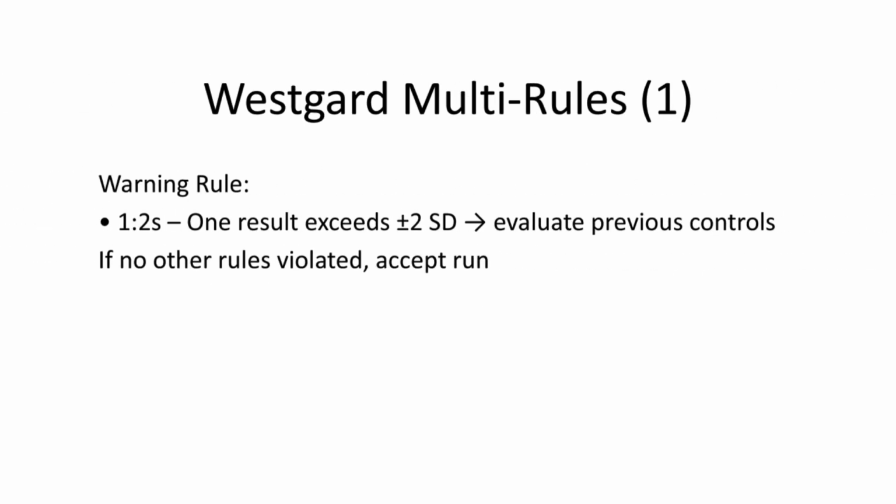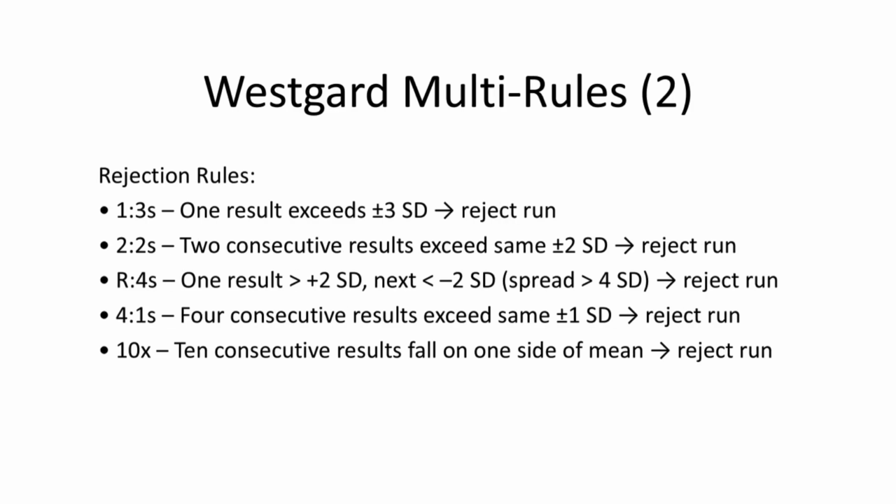Now let's review the Westgard Multi-Rules, which help determine whether a run of samples should be accepted or rejected. The warning rule is called 1-2S. If a single observation exceeds the mean plus or minus 2 standard deviations, we evaluate the previous controls. If no other rules are violated, the run is accepted. The rejection rules indicate an out-of-control situation. 1-3S means a run is rejected when a single observation exceeds the mean plus or minus 3 standard deviations.